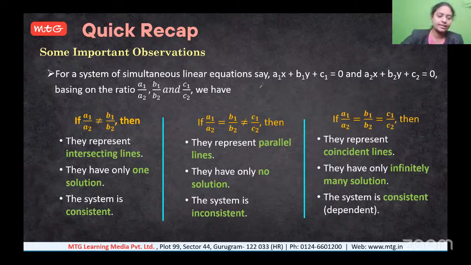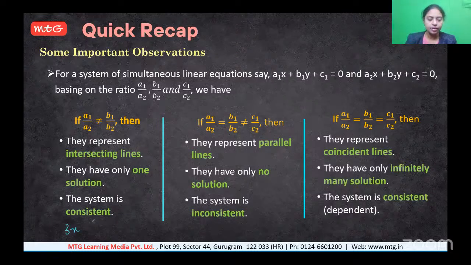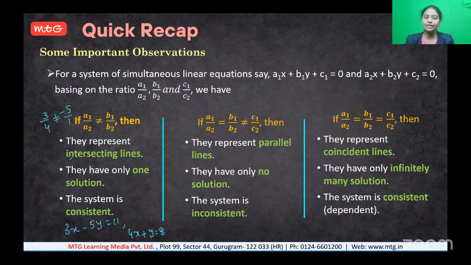First, let's take the example of the first scenario, where you're getting intersecting lines. Now you have equations like 3x minus 5y is equal to 11 and 4x plus y is equal to 8. What is the ratio of a1 by a2 here? 3 by 4. What is the ratio of b1 by b2 here? Minus 5 by 1. These are in no way equal. So if you solve these equations, you will definitely get one solution, because its graphical representation will be intersecting lines.